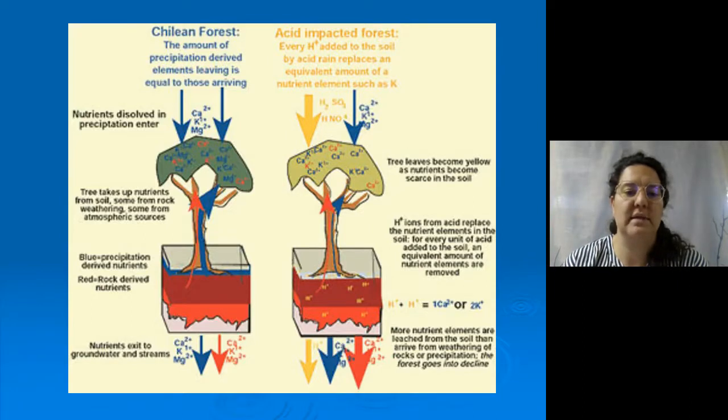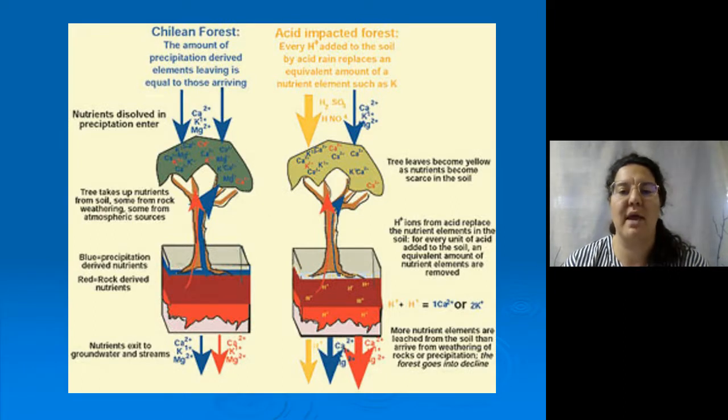Now we can see that in the Chilean forest, the amount of precipitation derived elements leaving is equal to those that are arriving. So nutrients arrive in the rain and leave through the soil, through groundwater and streams. And so this is a system in balance.